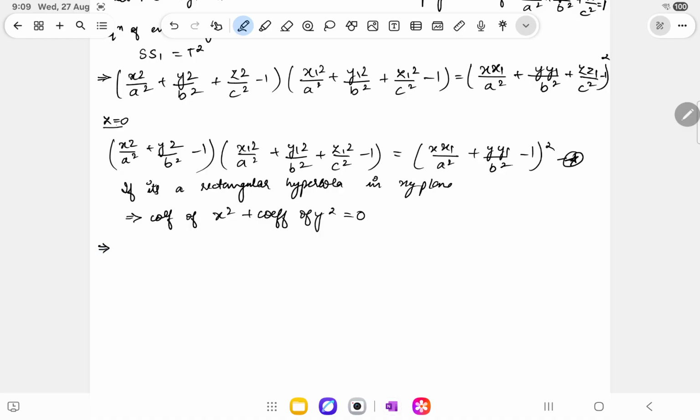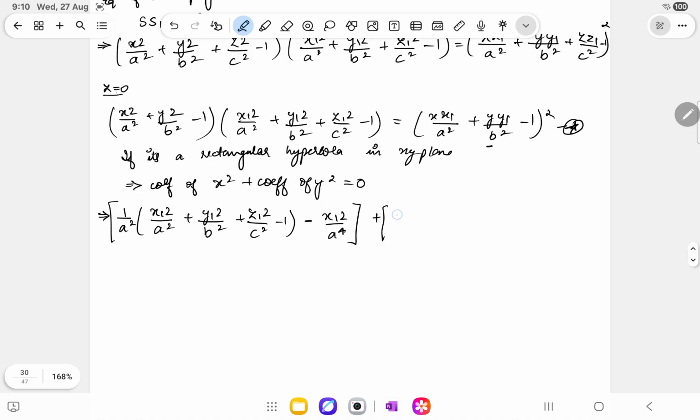So the coefficient of x square will be 1 by a square into x1 square by a square plus y1 square by b square plus z1 square by c square minus 1, and from the right hand side it will be minus of x1 square by a raised to 4. So this is my coefficient of x square, and likewise my coefficient of y square will be 1 by b square into x1 square by a square plus y1 square by b square plus z1 square by c square minus 1 minus y1 square by b raised to 4. It must be equal to 0.